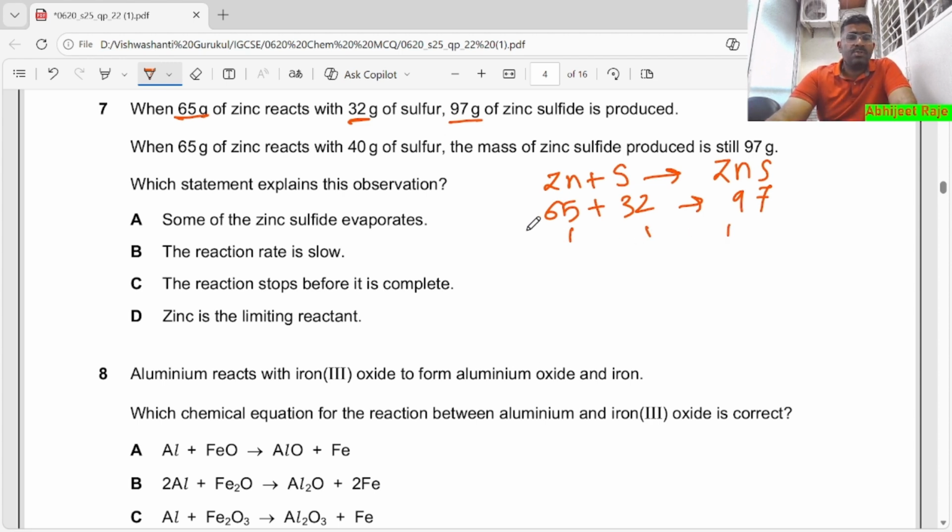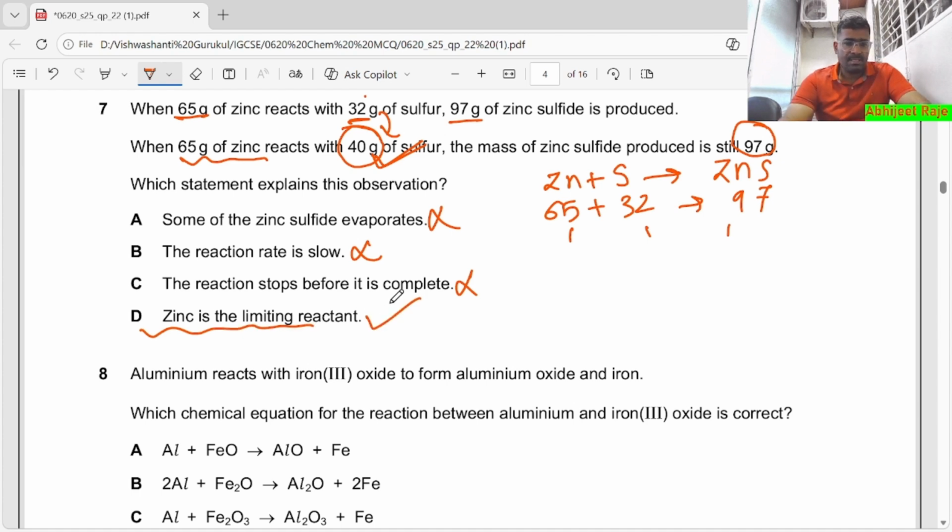Since the ratio is 1:1, if you're increasing the sulfur from 32 to 40, you will not get more zinc sulfide, right? So this is called stoichiometry, and over here your zinc is what? A limiting reactant, and the sulfur, if you have it, is in excess. So zinc sulfide is wrong, the reaction rate is low is wrong, the reaction stops before completion is wrong, the zinc is the limiting reactant, yes, it is 100% correct.